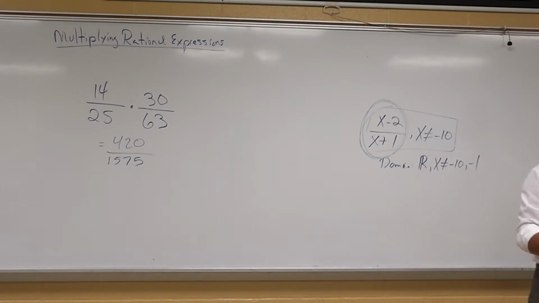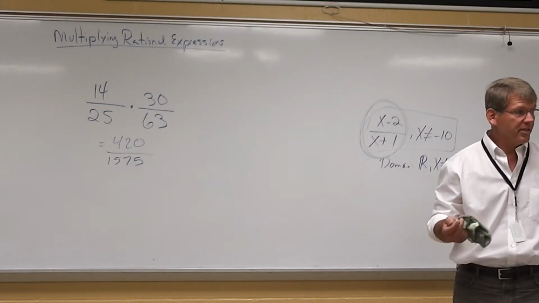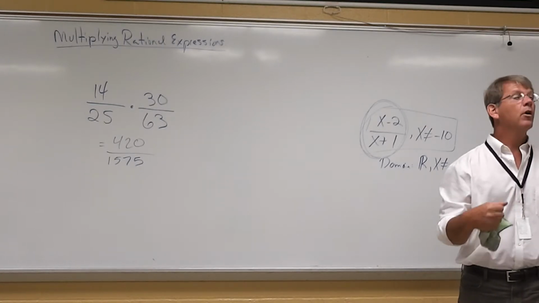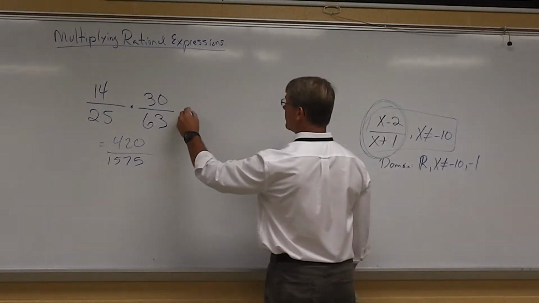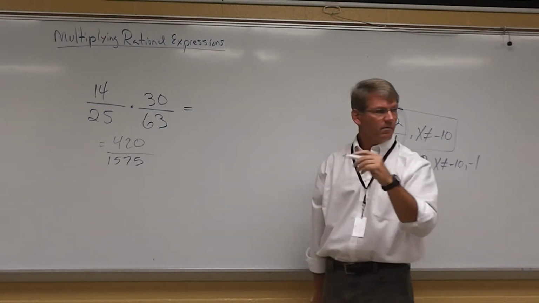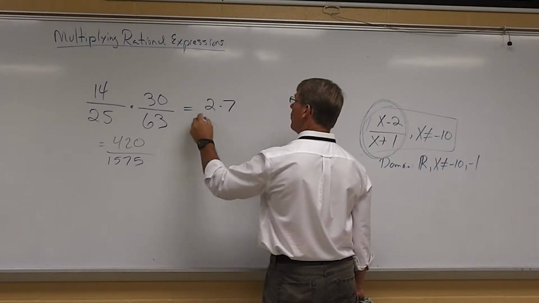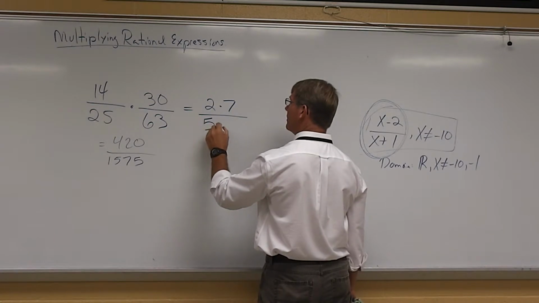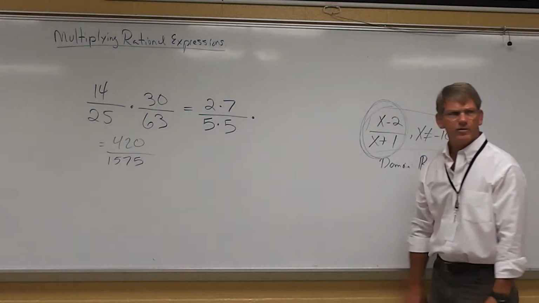Yeah, I think so. So here's the idea. This is the overriding concept of what we're going to do to multiply rational expressions. We're going to simplify them before we multiply them. So what are factors of 14? 2 and 7. Okay, let's factor that guy. All right. What are factors of 25? 5 and 5, okay. And to that I'm going to multiply, let's see, factors of 30?